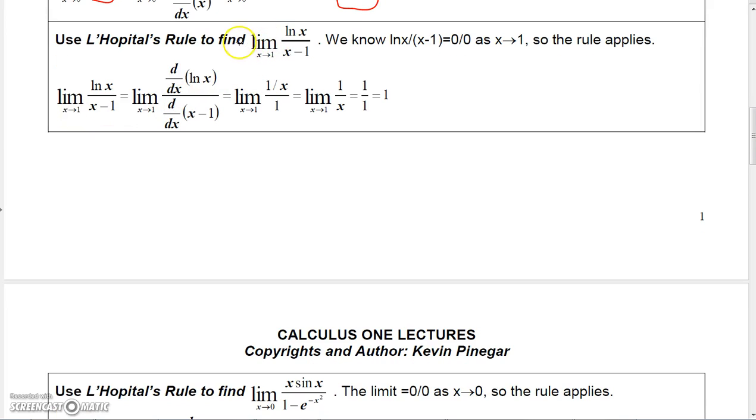Here's another example. If you take the limit of natural log of x over x minus 1 as x approaches 1, well, the natural log of 1 is 0 and 1 minus 1 is 0, so this would give me the form 0 over 0, so the rule applies. If I take the derivative of the top, I get 1 over x, and if I take the derivative of the bottom, I just get 1. So 1 over x over 1 is just 1 over x, and then I'm just taking the limit of 1 over x as x approaches 1, which is 1.